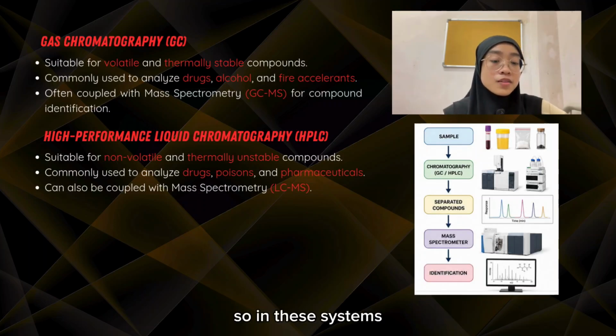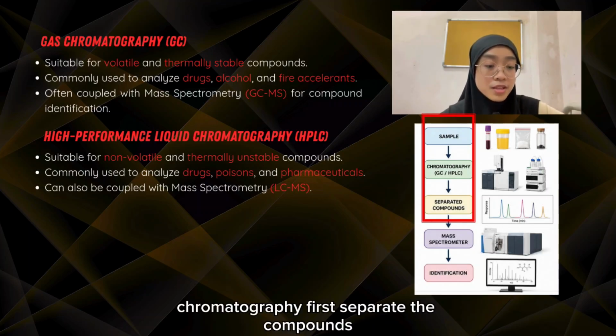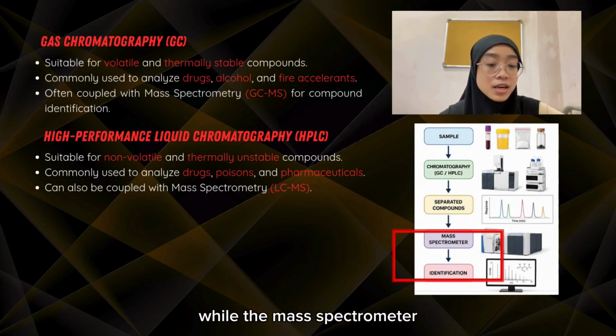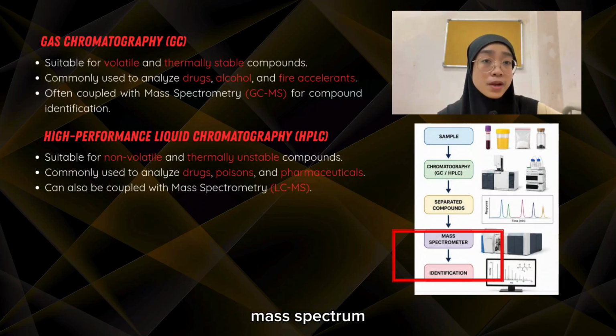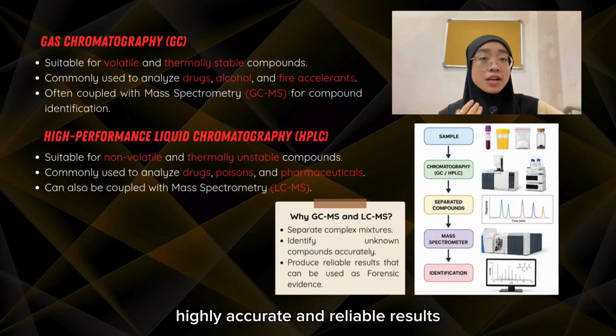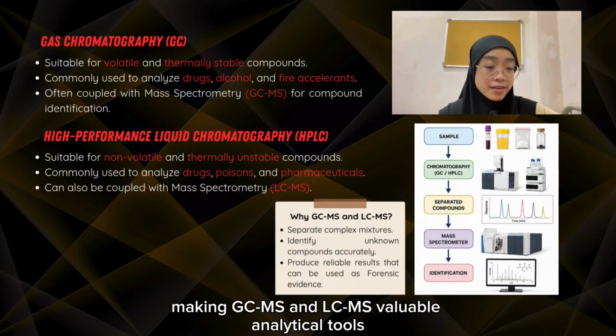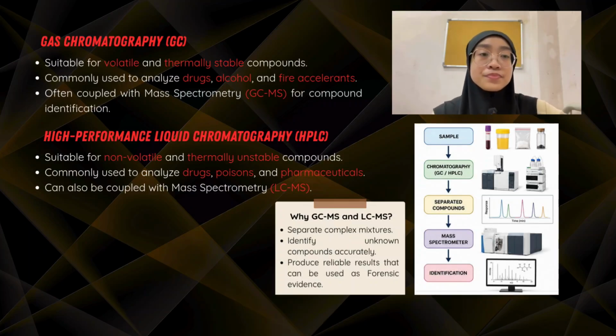In these systems, chromatography first separates the compounds, while the mass spectrometer identifies each compound based on its unique mass spectrum. This combination provides highly accurate and reliable results, making GC-MS and LC-MS valuable analytical tools in forensic investigation and legal evidence analysis.